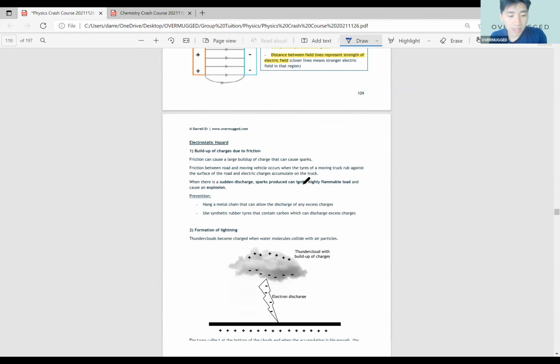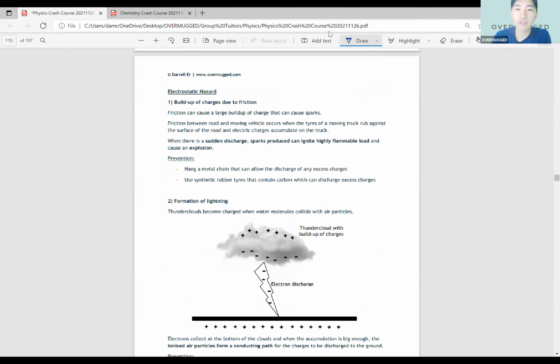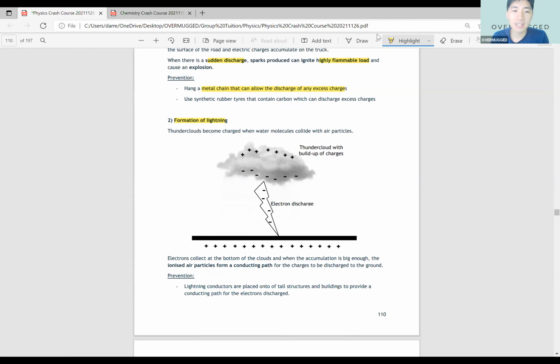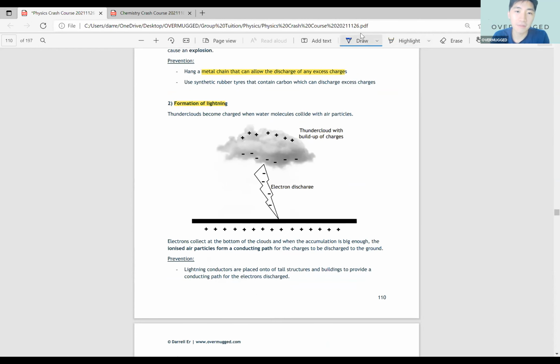Okay, what is next for this chapter is a lot of content related stuff. So you need to learn some electrostatic hazards, such as formation of lightning, and build up of charges due to friction. This can be quite scary because if there's a sudden discharge, you can ignite highly flammable load. That's the reason why there are always metal chains attached to the back of the lorry or the trucks, so that they are allowed to discharge. The one that's tested a lot more is the formation of lightning.